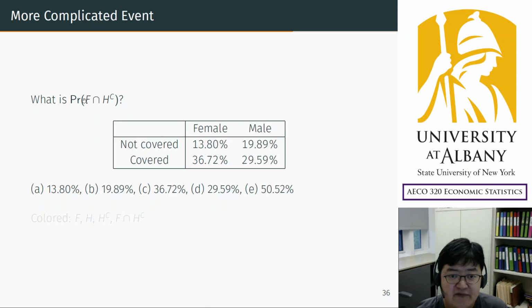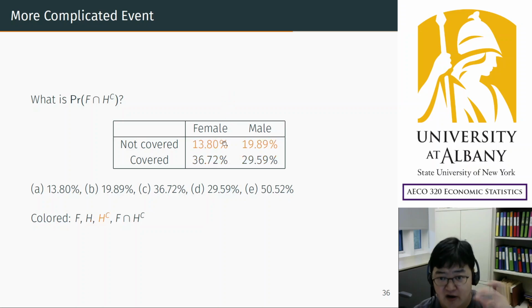So first we start from F. F is this one, right? Female. And H includes these outcomes, those who have health insurance. But we need H complement, those who do not have health insurance. So we have to invert, switch to the other side. So this is H complement.